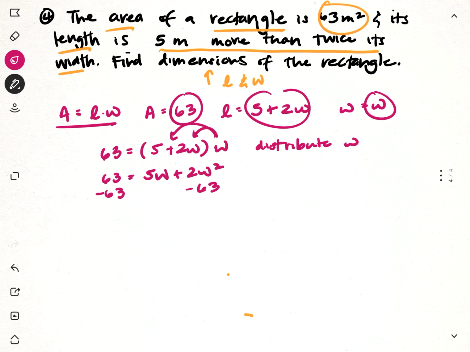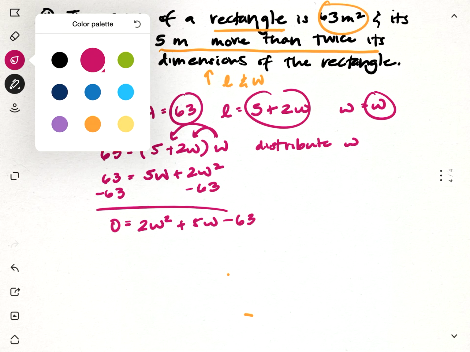So let's move over the 63. And let's rearrange this so that everything is in order. So we have 2W squared plus 5W, nothing changed there, we just flipped them around, and then minus 63 equals 0. So what it's asking us to do here is to solve, right? So let's go ahead and solve this.